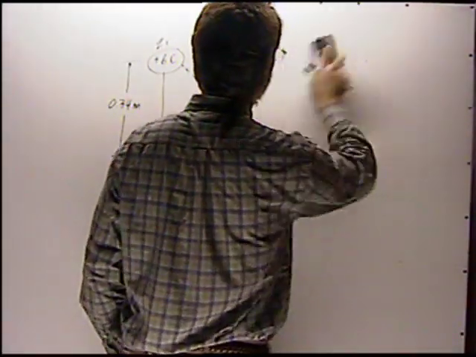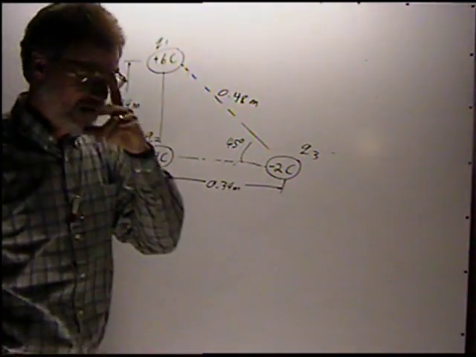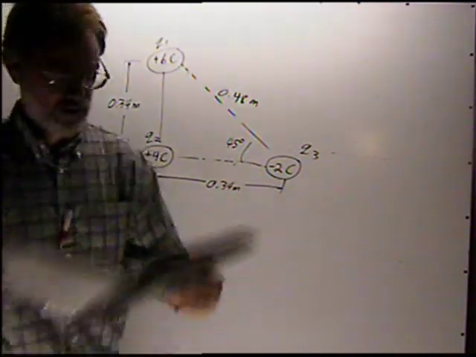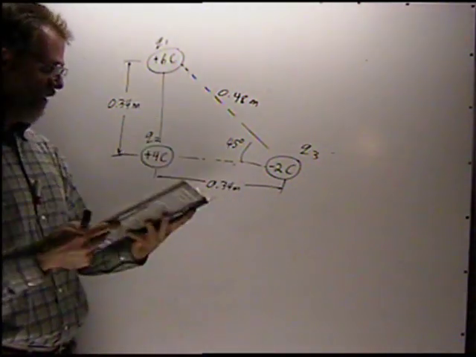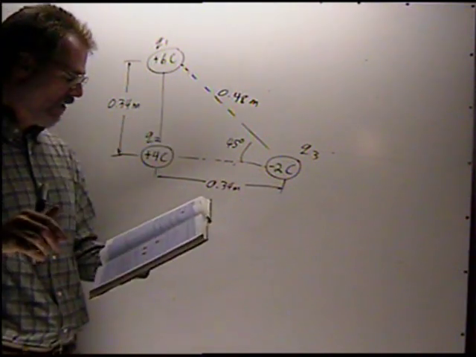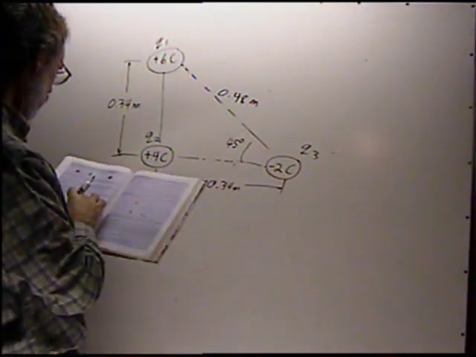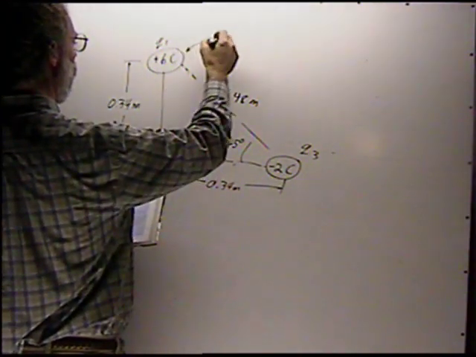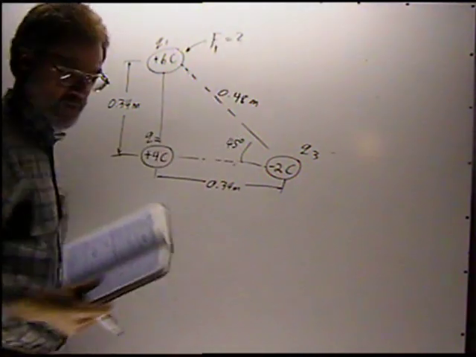Okay. So the question is, this is the configuration on page 437. The three charges are arranged like this in this triangular configuration. What is the instantaneous force right here on Q1? What is that force?